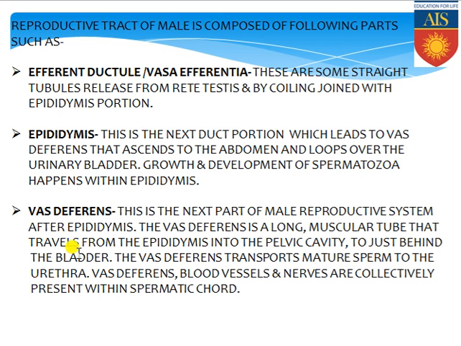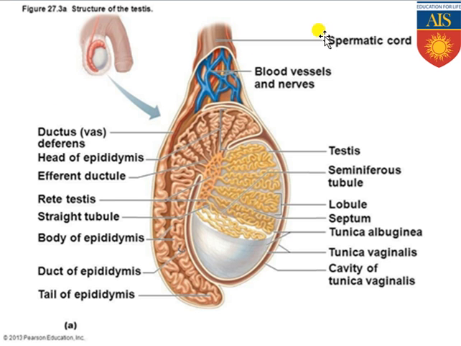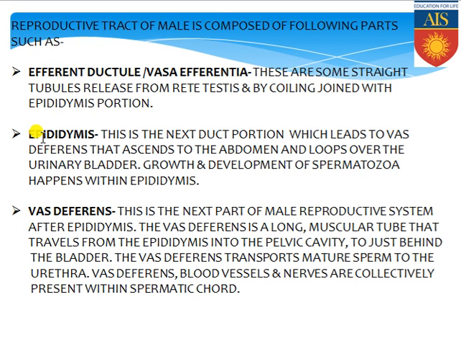That is the main function of the vas deferens: within the epididymis the growth, development and maturation of the spermatozoa take place, and after the maturation gets over, the spermatozoa are transferred to the urethra with the help of this specific duct, the vas deferens. The vas deferens, blood vessels and nerves are collectively present within a cord-like structure called the spermatic cord. Already I have shown you, this cord-like structure is commonly known as the spermatic cord, and it goes up to the urinary bladder. So I think these three portions of the male reproductive tract are very clear to everyone.